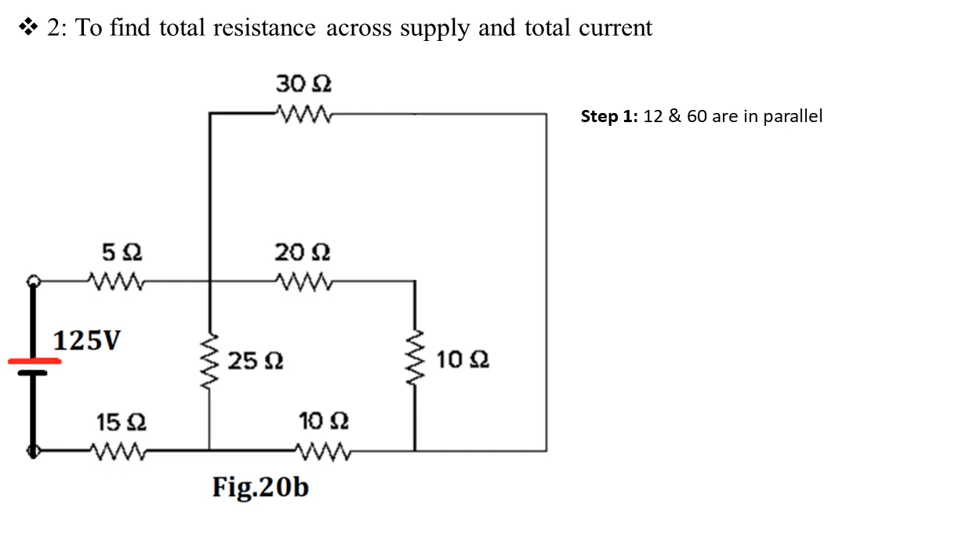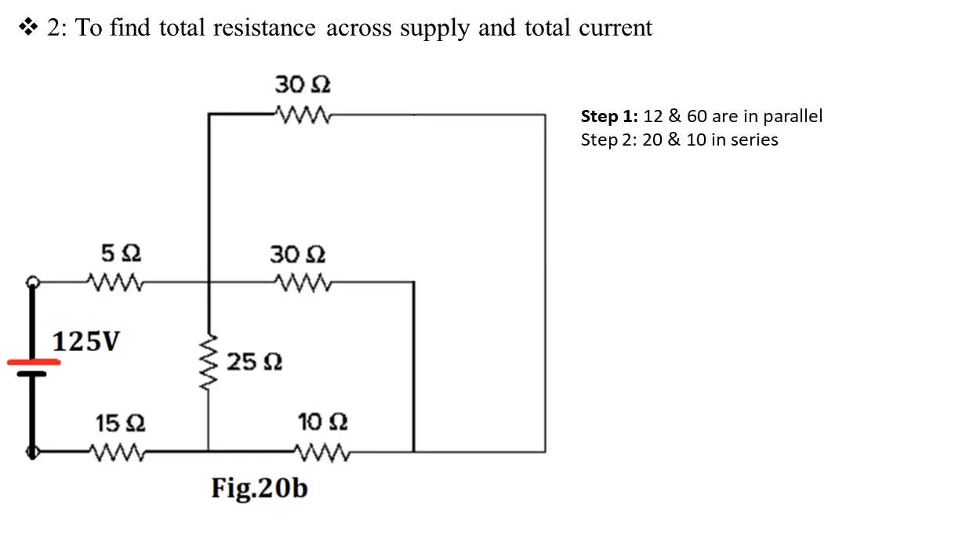And now from here, how do we solve? Can I say 20 and 30 ohms are in parallel? Or can I say 25 and 10 are in series? Or can I say 20 and 10 are in series? The next step, 20 and 10 in series, is 30 ohms. And what is the third step? How do we solve further?